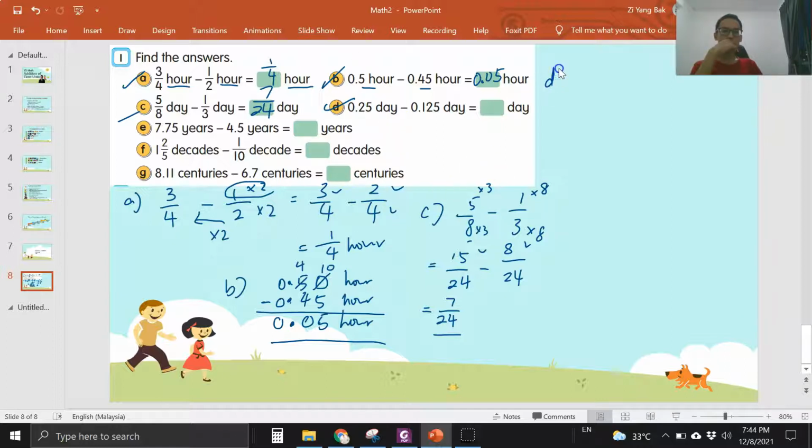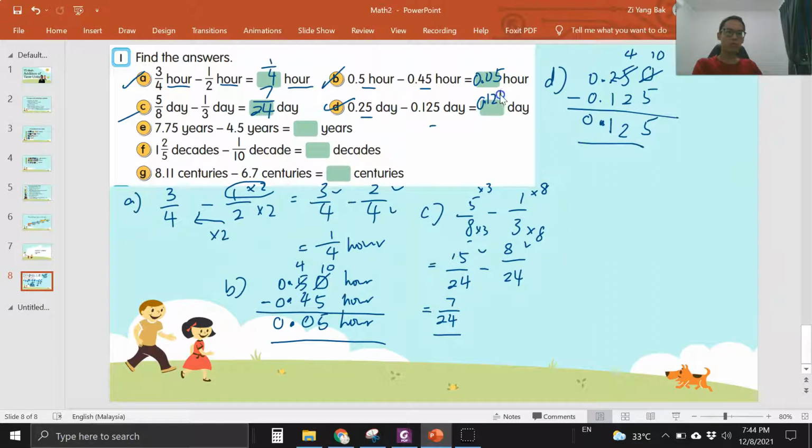Question D. Decimal minus decimal. So 0.25 minus 0.125. Empty space here, write 0 first. Okay, that's the first thing you need to do. Not enough to minus, you borrow 10 minus 1. 10 minus 5, 5. 4 minus 2, 2. 2 minus 1, 1. Decimal point, 0. So we get 0.125 day.